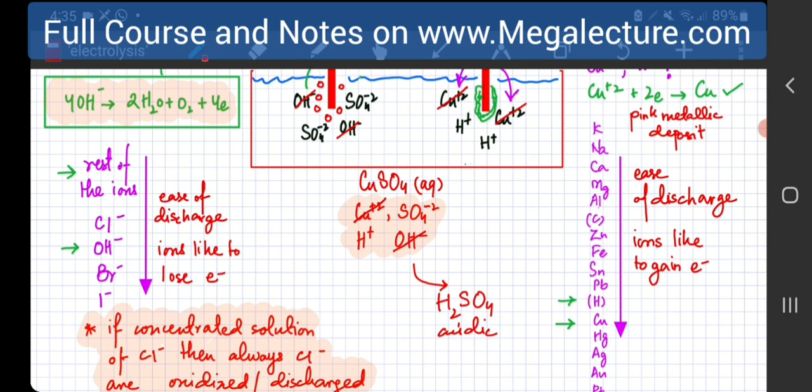And another thing is that the color of copper sulfate initially was blue. It's a blue solution. Remember the colors of your compounds. But now it's turned into sulfuric acid, which is colorless. Plus, it's obviously acidic. So these are the changes that are happening in your solution. The copper sulfate turns into sulfuric acid. The blue solution turns into colorless. So the color fades, and it becomes acidic.